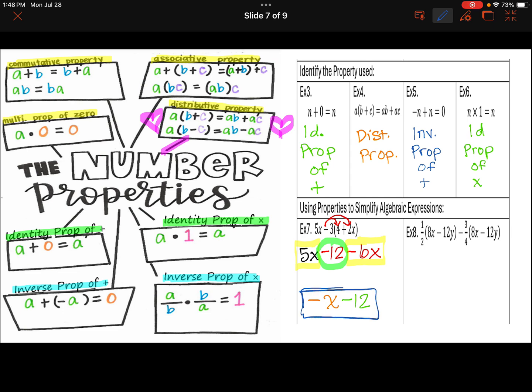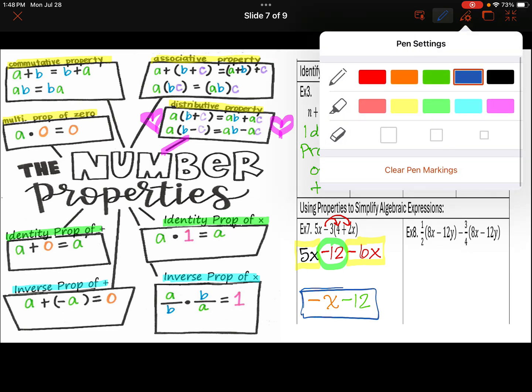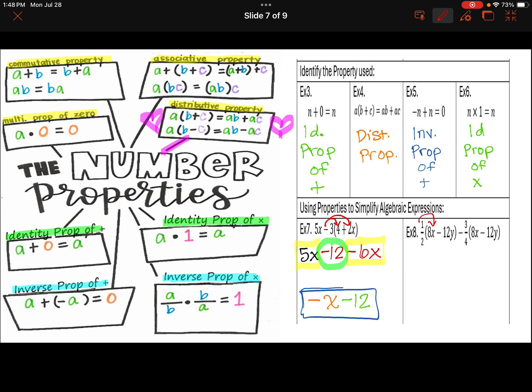All right, we're going to do that again. First thing we're going to do is go ahead and distribute. Half of 8x is 4x. Half of 12y is 6y. Then we're going to do negative 3/4 times 8. Well, 4 goes into 8 2 times. 3 times 2 would be negative 6x. And then negative 3/4 times negative 12. 4 goes into 12 3 times. 3 times 3 would be 9y.